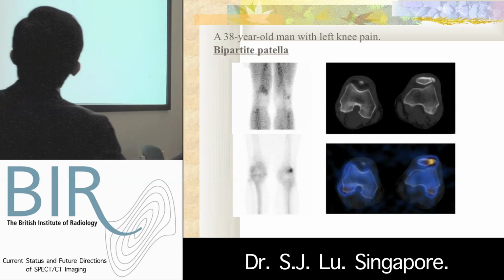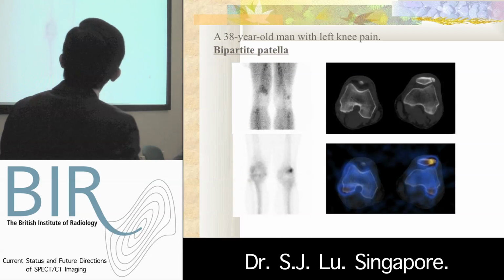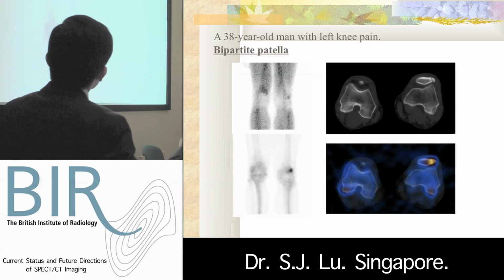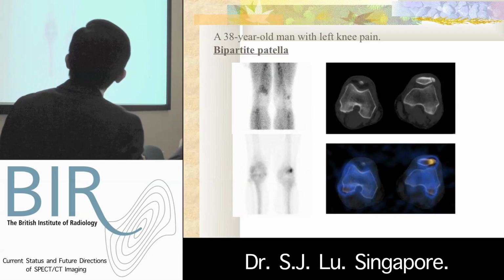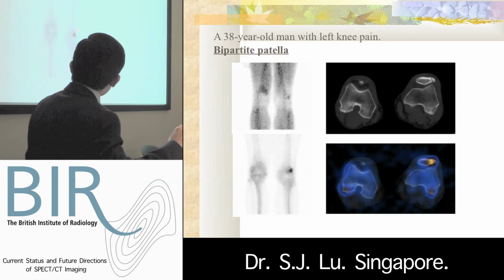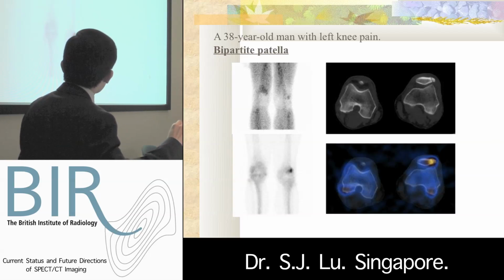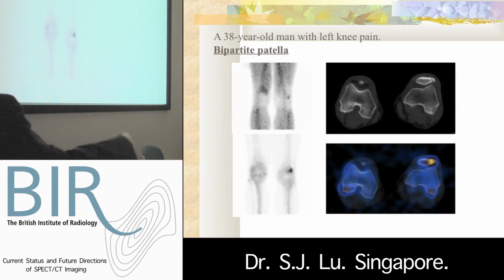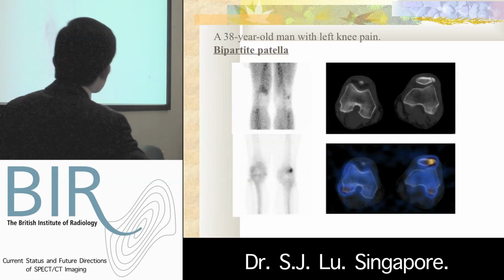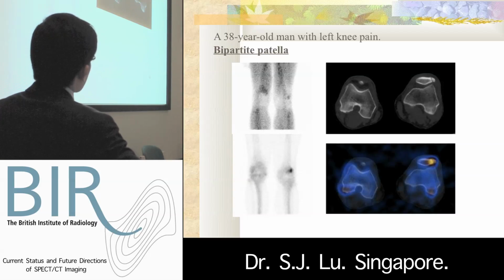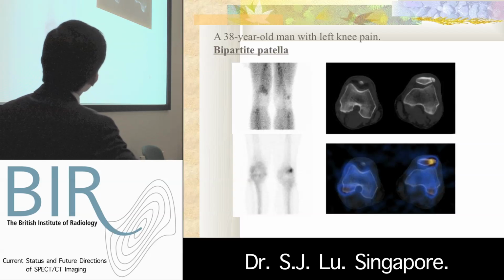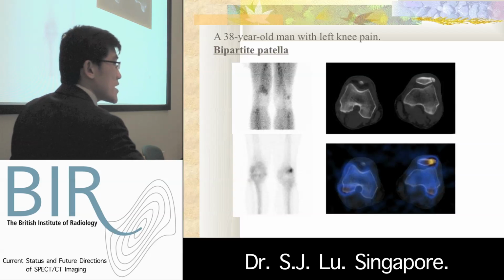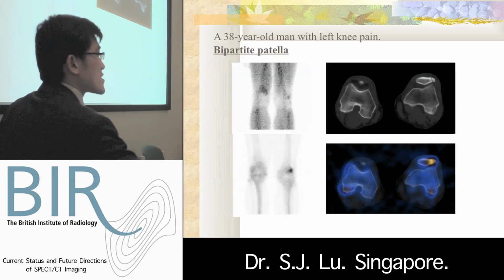This is a 38-year-old man with left knee pain. Blood pool imaging shows a focal increased rate of uptake in the left knee, and the delayed imaging shows uptake in the left knee as well, increased osteoblastic activity. So this is a rather non-specific appearance. It can be due to trauma, stress, degeneration. On CT, there is a left bipartite patella. So is that the cause of knee pain, or is it just an incidental finding?